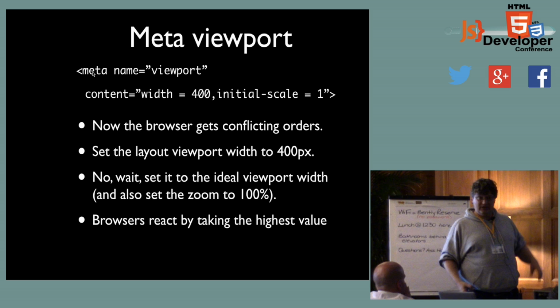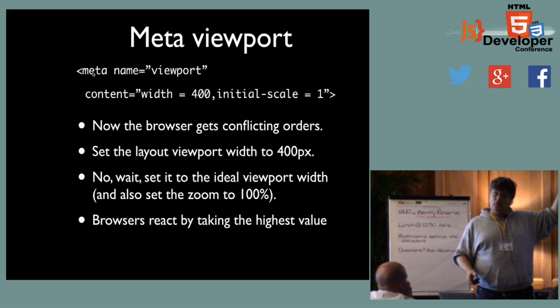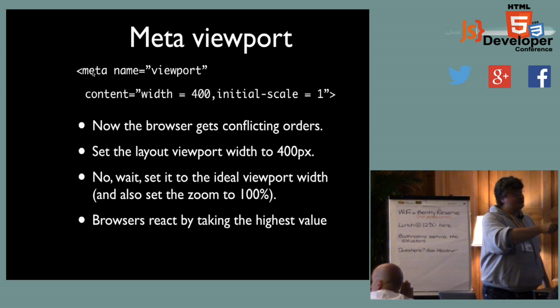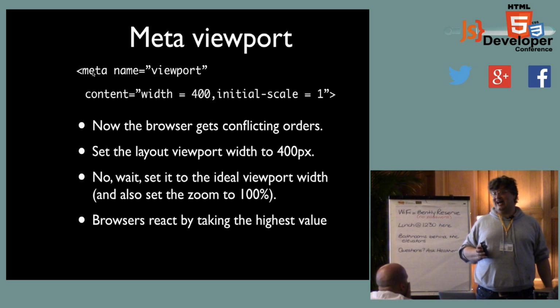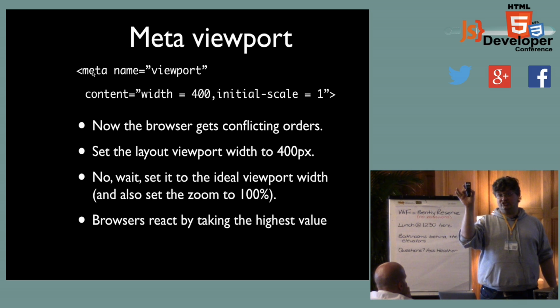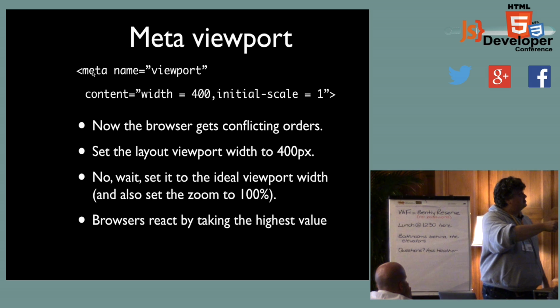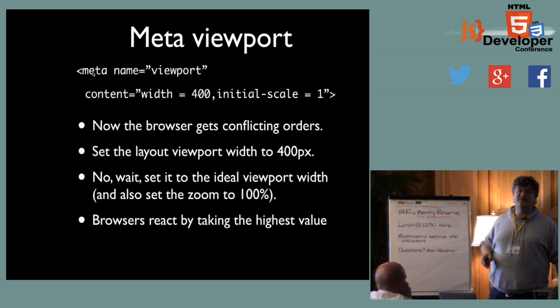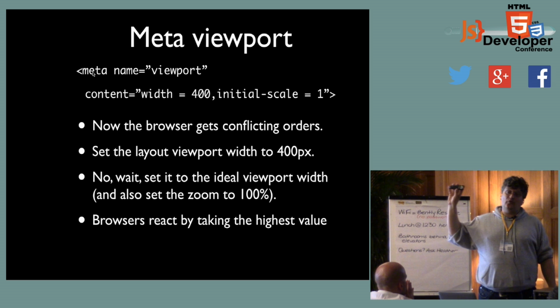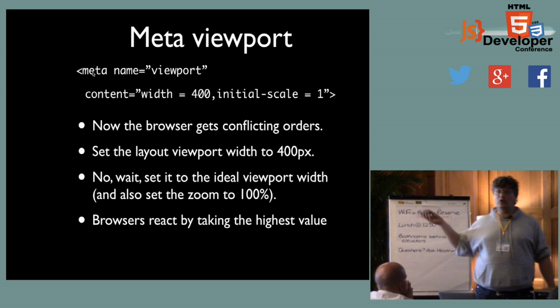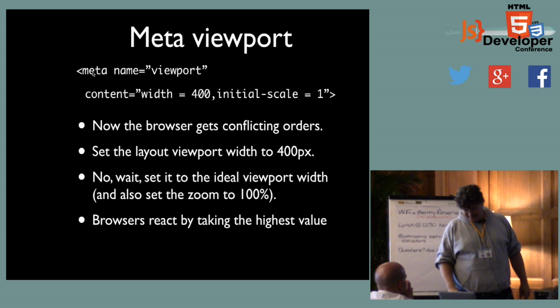So on the iPhone, the old iPhone 320 by 480, in portrait mode, initial scale gives 320 pixels. Width equals 400 gives 400 pixels. The browser uses the highest value, which means a 400 pixel layout viewport in portrait mode. Then we switch to landscape mode, where the width is still 400, but the initial scale now gives 480. And it switches to 480. 400, 480. And again, this works in all other browsers in the same way.